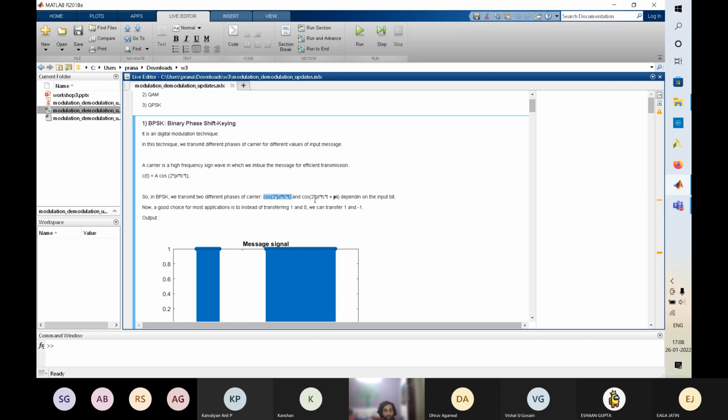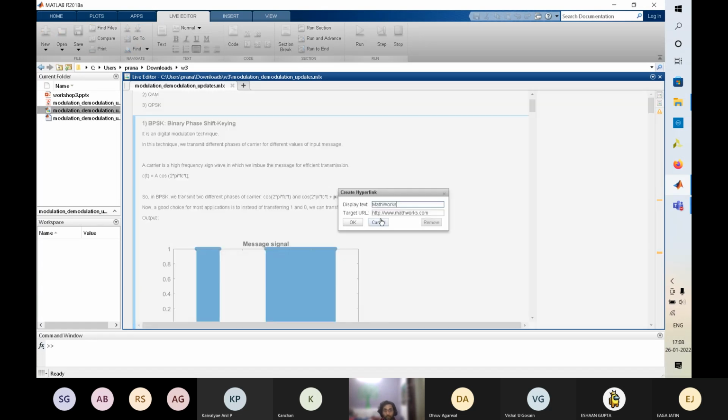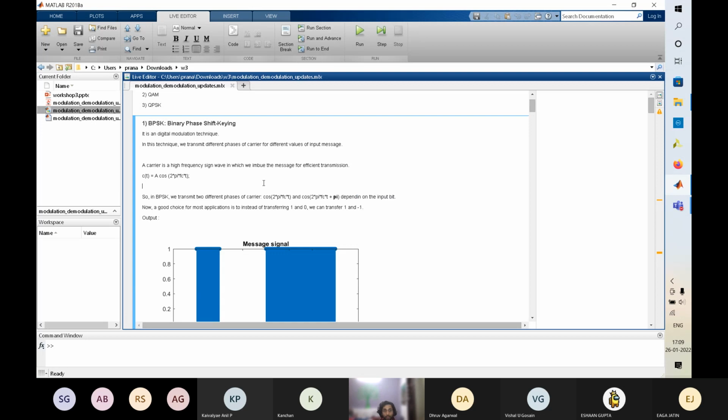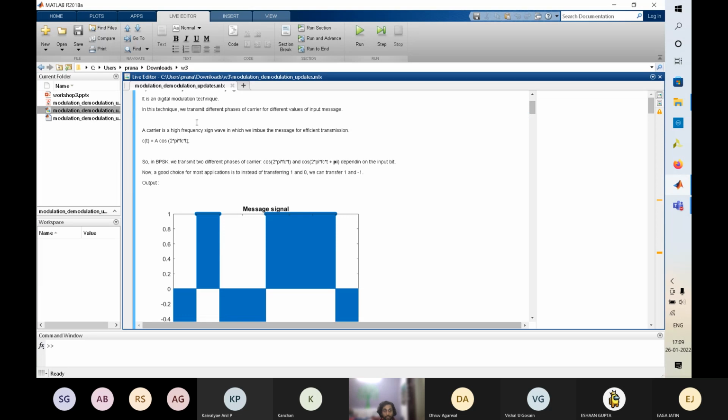The code files I have uploaded on Teams, and I have also sent them in the chat. You can take a look at them. You can download them, and if you want, implement them now and see if you face any doubt.